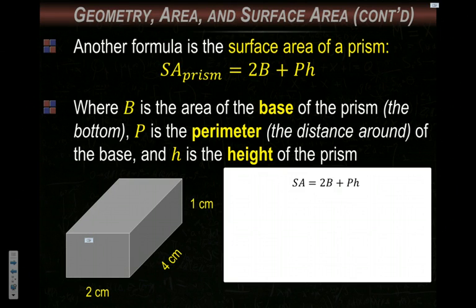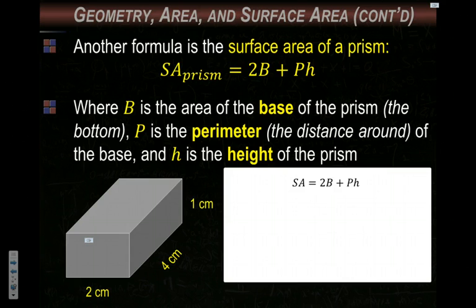2 times b, where b is the base. So you calculate the base area. And the base in this case is 4 times 2, right? Plus p, and p for this formula is the perimeter of the base. So the perimeter is the total distance around. Can anyone think what the perimeter of the base of this shape would be?